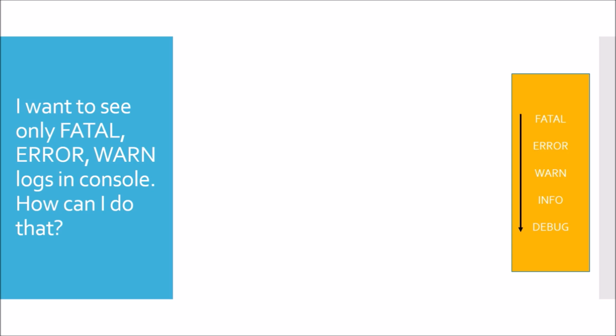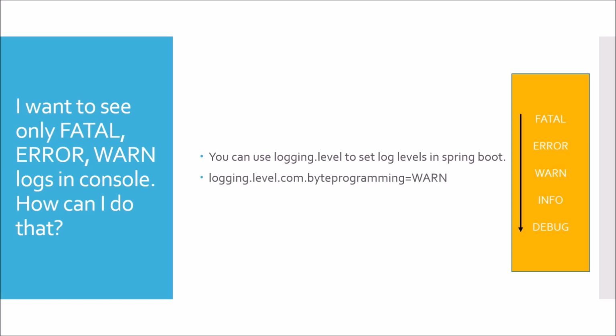So in Spring Boot, we have logging.level to set log levels, and we can use this logging.level in application.properties. If I want to enable it for com.byteprogramming, I can write logging.level.com.byteprogramming equal to warn in my application.properties. So we can see warn, error, and fatal for the package com.byteprogramming as well as any sub package of this com.byteprogramming package.